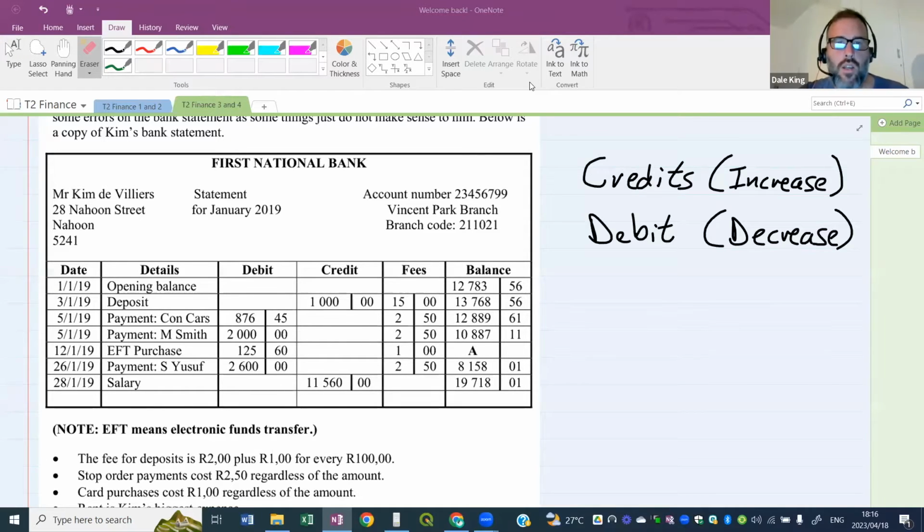Your question. And Paul has got an example of how this works. So 10877 minus 125 equals, Paul's looking at A and he's jumping the gun here.